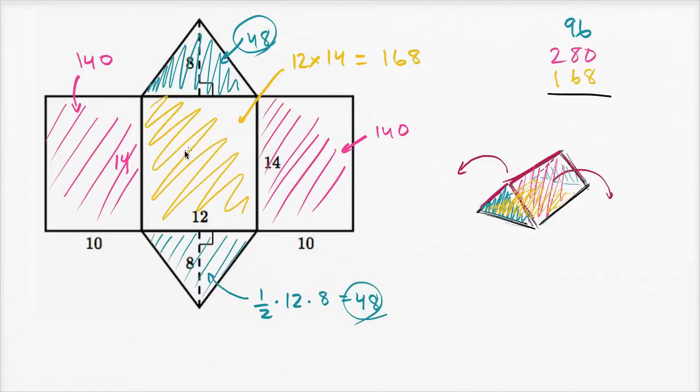And it was super valuable to open it up into this net because we could make sure we got all of the sides. We didn't have to rotate it in our brains, although you could do that as well. So 6 plus 0 plus 8 is 14.